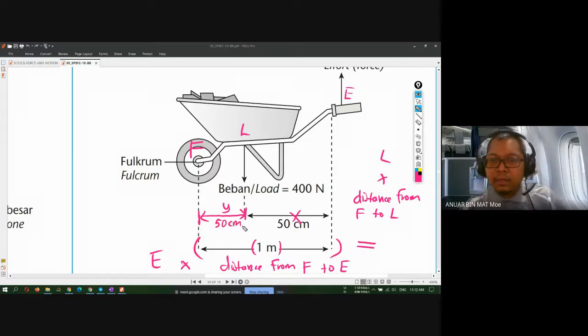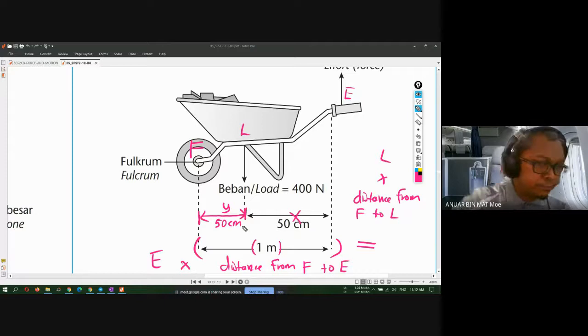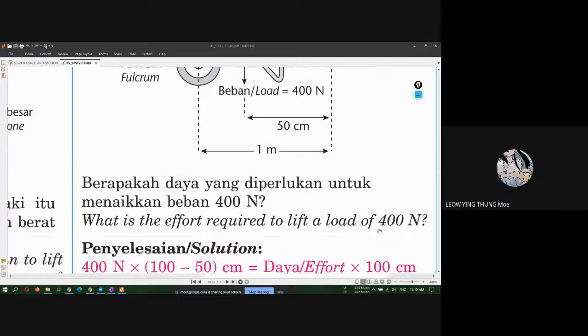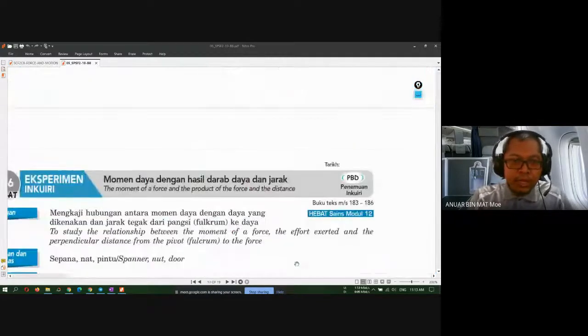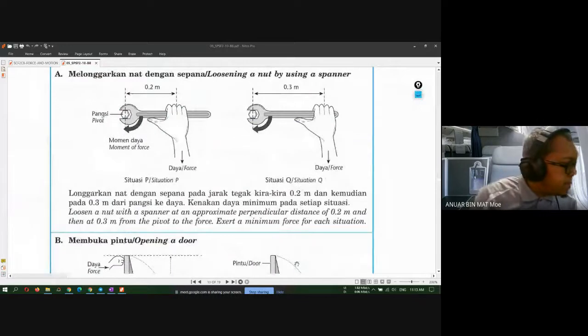centimeter. Is it correct? And then you calculate, you substitute the value, and then you get the answer. Is it okay, class? Okay, so the answer here is, okay, good. 200 Newton. Right? Okay, never mind. So we go to the next question, page 108.